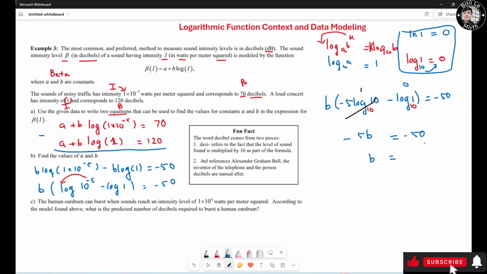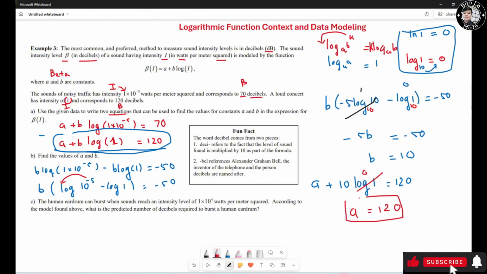So b equals negative 50 divided by negative 5, which is going to be 10, right? I'm going to substitute 10 for b into this equation. So I have a plus 10 log 1 equals 120, right? But this guy equals 0, so 10 times 0 is 0, so a equals 120, right? So the answer is a and b right here.